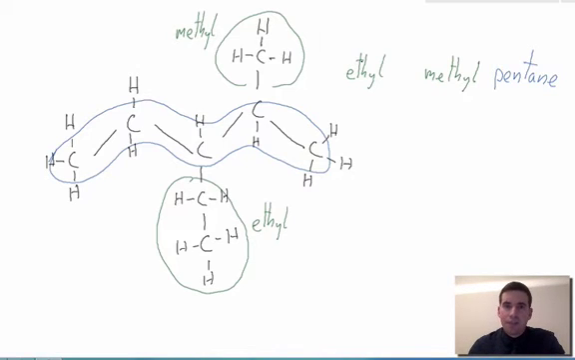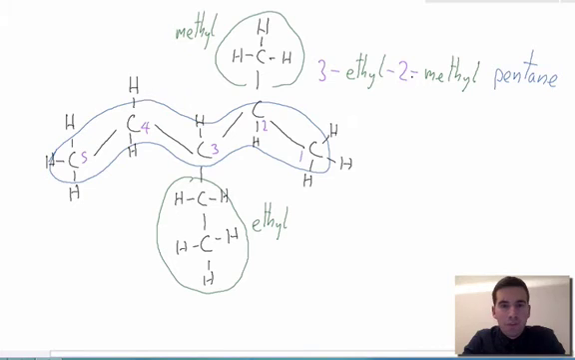Step 3 is to identify the numbers. So once again, starting from the right hand side gives us our lowest combination of numbers. So the ethyl group is attached to carbon 3, and the methyl group is attached to carbon 2. So our full name for this molecule is 3-ethyl-2-methyl pentane. Just notice that when the 2 goes in between 2 words, you need the 2 dashes. That separates whenever you have a number next to a letter, or a letter next to a number.